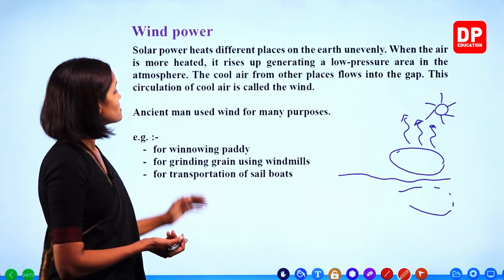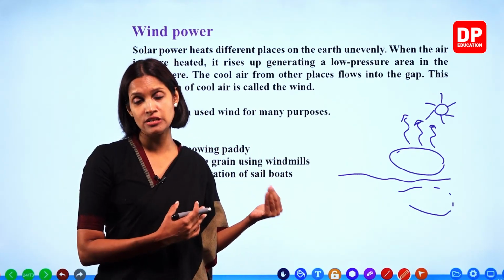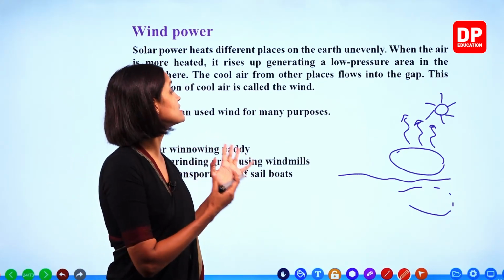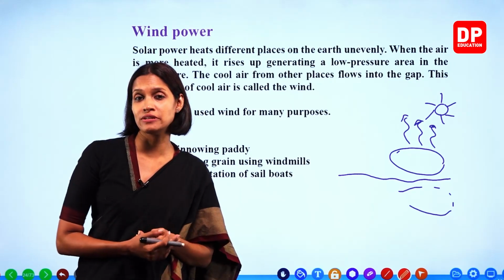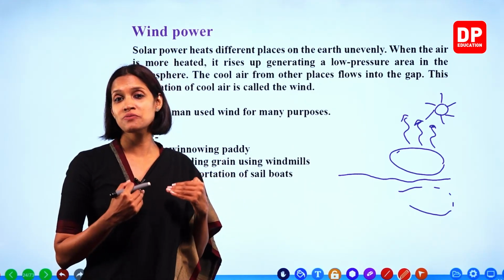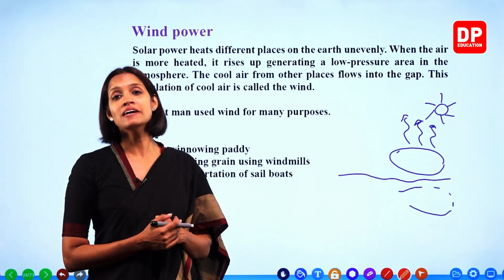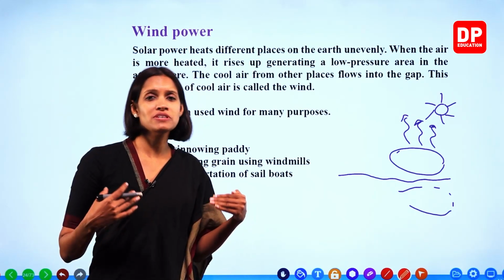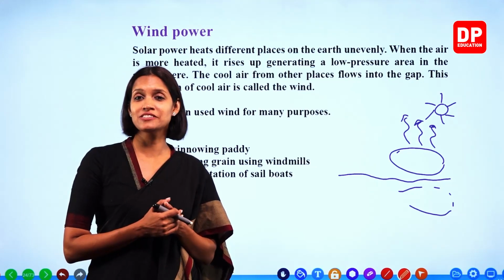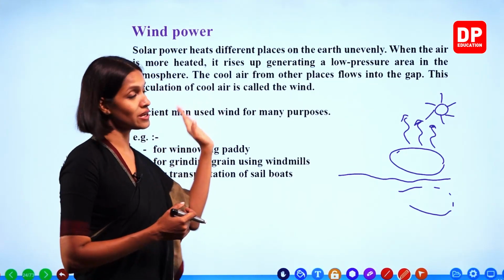Right, children? So here, how do we use wind power in order to do our activities? Now, wind is a source of energy. How do we use the energy contained in wind to do our activities, children? Nowadays, most of the time, we use wind energy to generate electricity in wind power plants. Right, children? And also, we still use wind power to dry clothes and other substances like grains. Okay? So here, ancient man used wind for many purposes.